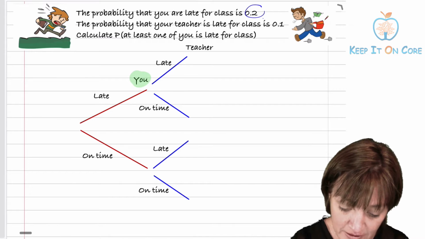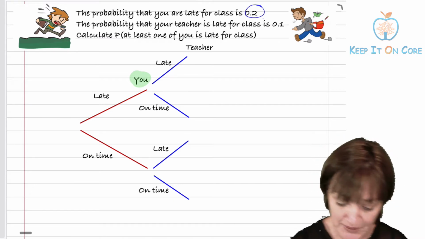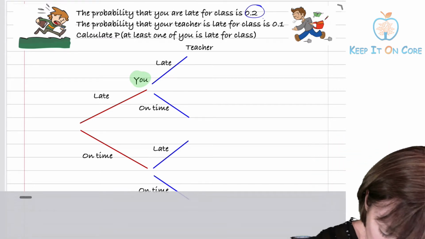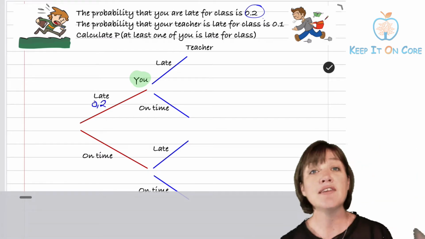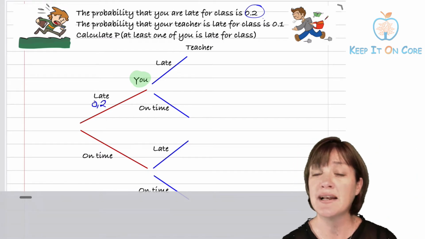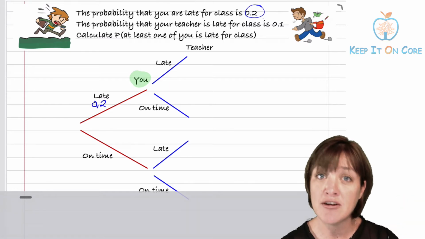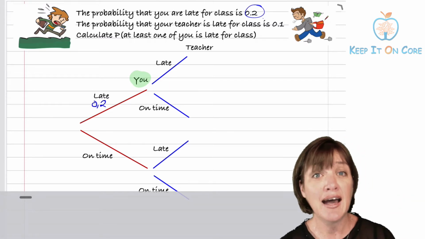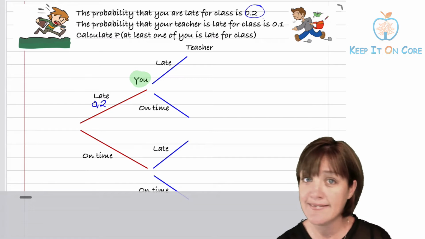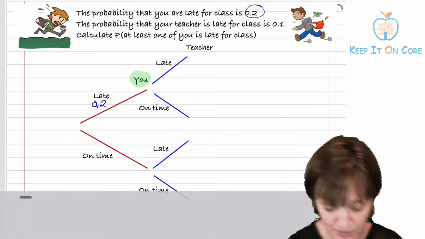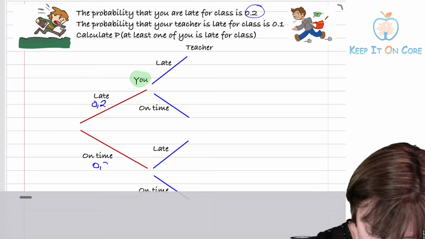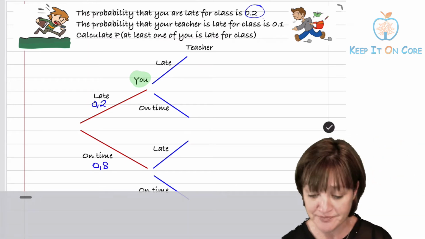So if there's a 0.2 chance of you being late, you're going to fill that on your tree diagram on this arm over here, which is your late arm. Now, if there's a 100% chance of you either being late or on time, if 0.2 is your late, then 1 whole minus 0.2 is giving you the balance, which is leaving you with your on-time probability. And that's giving you 0.8 over there, okay?